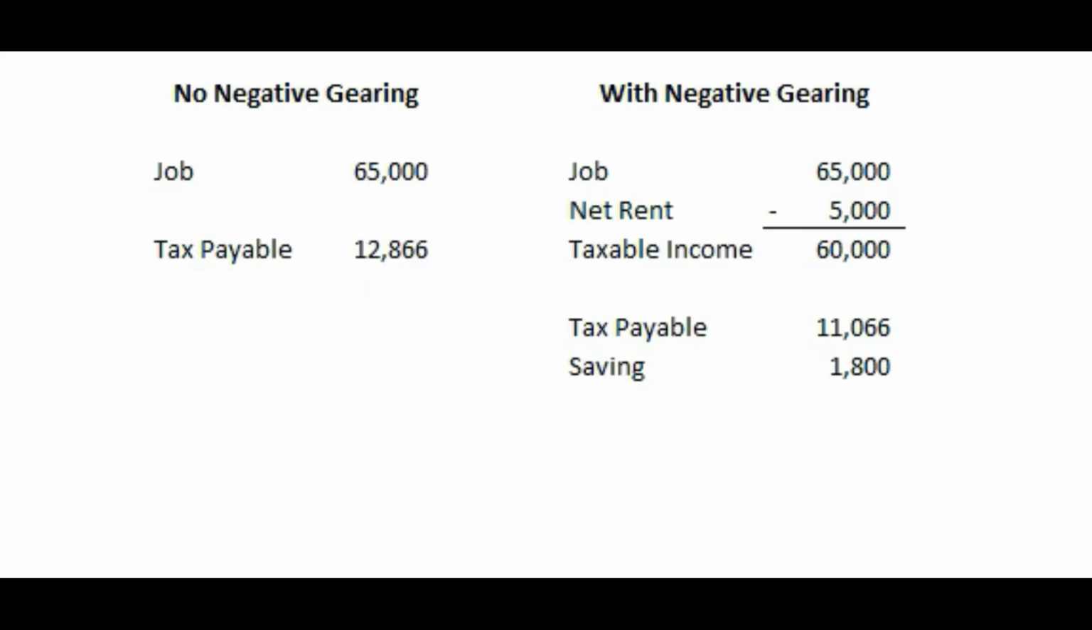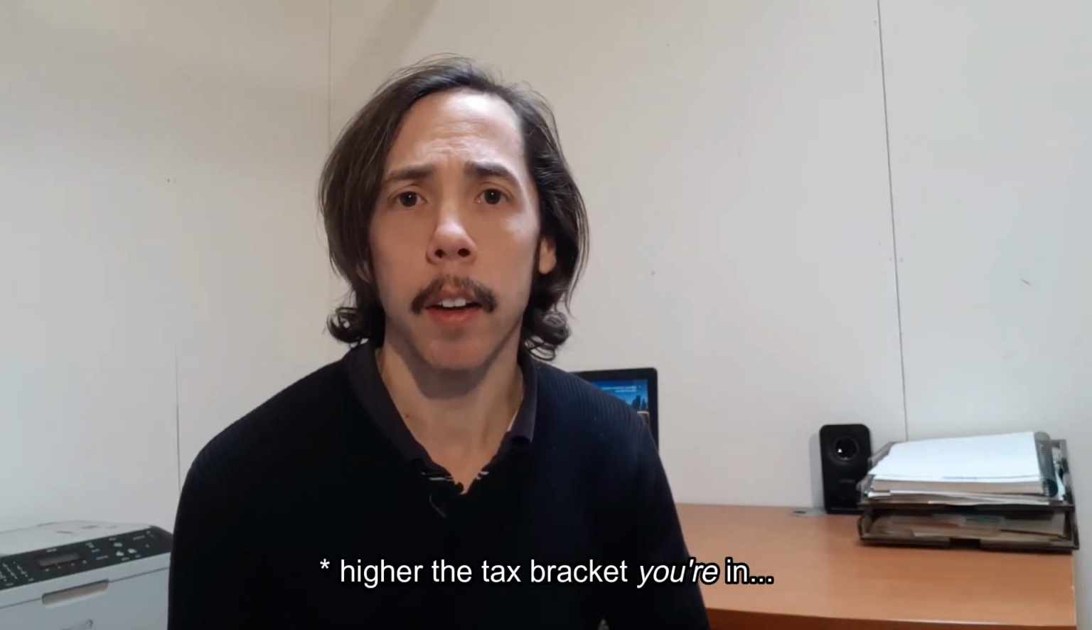Now with the negative gearing, you bring over the $5,000 tax loss that we just went through. This offsets against your job income of $65,000 to make your taxable income now $60,000. The tax payable is now $11,000, which means you've had a tax saving of $1,800. Now, the higher the tax bracket, the higher the tax savings will be, but people in lower and middle brackets still use this as part of their investment strategy.